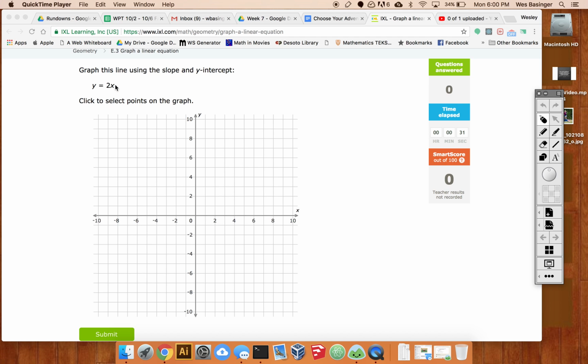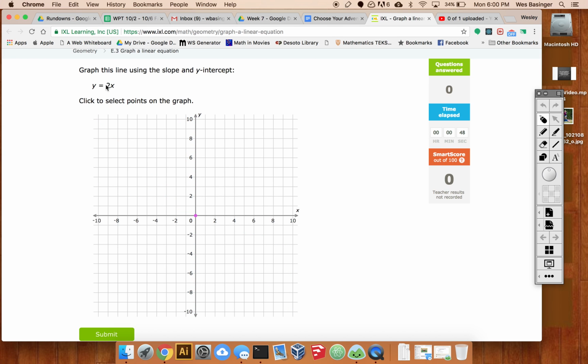So what I'm going to do is start with the y-intercept. Well, the y-intercept is missing. It's 2x and there's nothing else. So that implies that the y-intercept is 0. So we're going to go ahead and make one point at 0, 0.